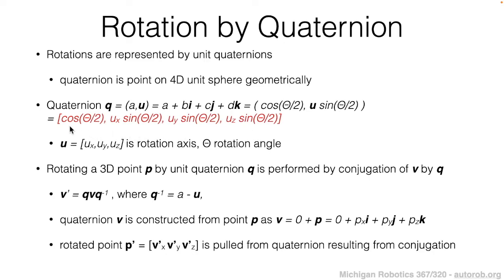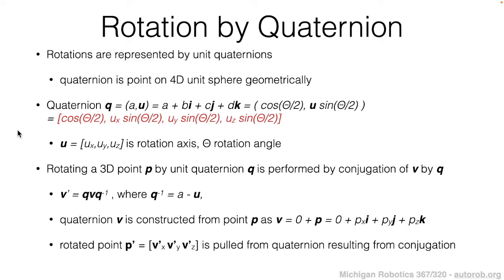So for the real component, we'll have cosine of theta over 2, where theta is that angle that we want to rotate. And then for our imaginary vector, we would have the x component of our axis of rotation multiplied by sine of theta over 2, our y component multiplied by sine of theta over 2, and then finally the z component of our axis multiplied by sine of theta over 2. Collectively, these 4 terms become the one real term and the 3 imaginary terms within our unit quaternion.